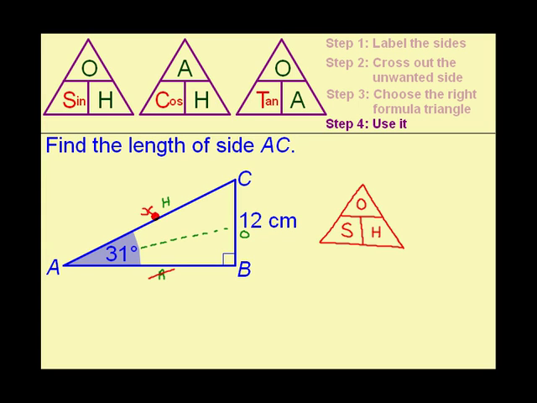So we're looking for x, which is h. So we write down h equals and then cover it up in the formula triangle. Now we're left with O on top of S. That tells us that it's O divided by S.